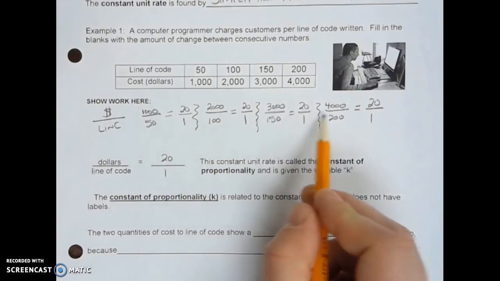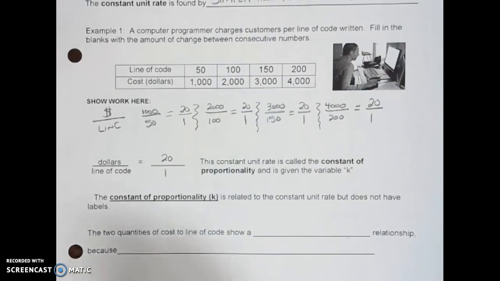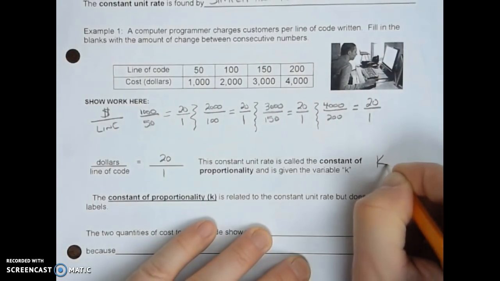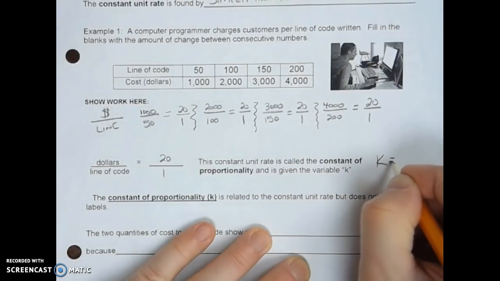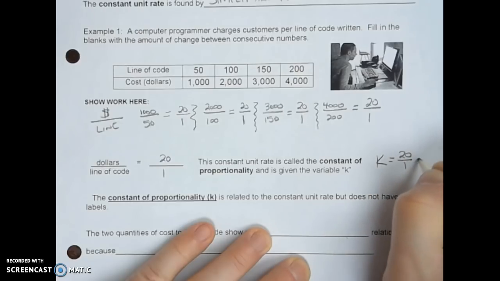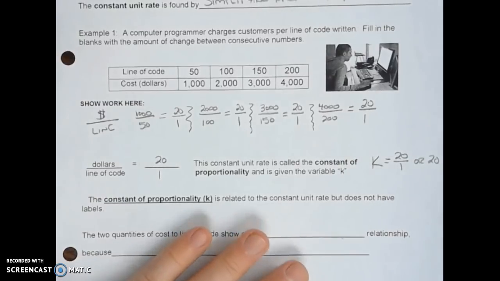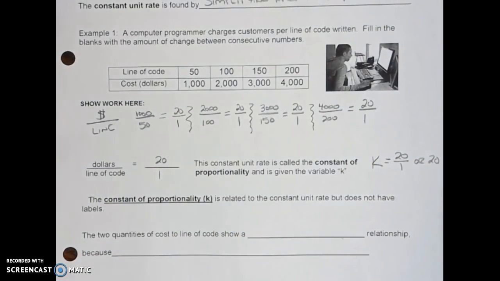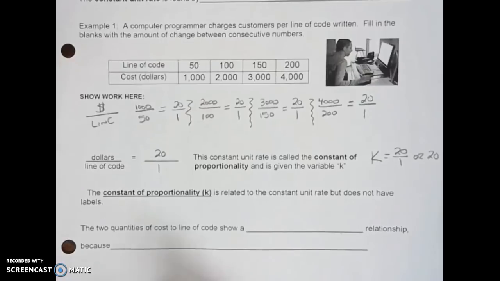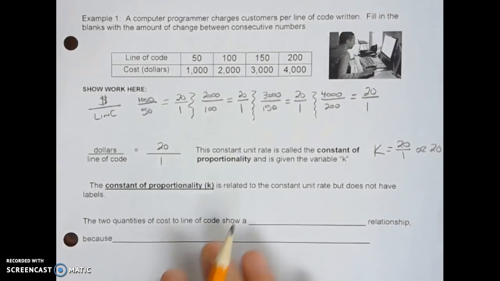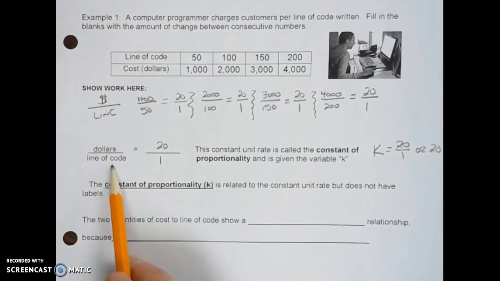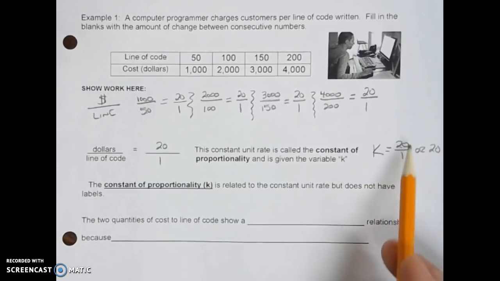Since all 4 unit rates simplify down to 20 over 1, we can say k, the constant of proportionality, equals 20 over 1, or 20. The value of k, which is the constant of proportionality, is 20. The constant of proportionality is related to the constant unit rate, but it doesn't have labels. Okay? So the unit rate is $20 per line of code. The value of k is 20 over 1, or 20.